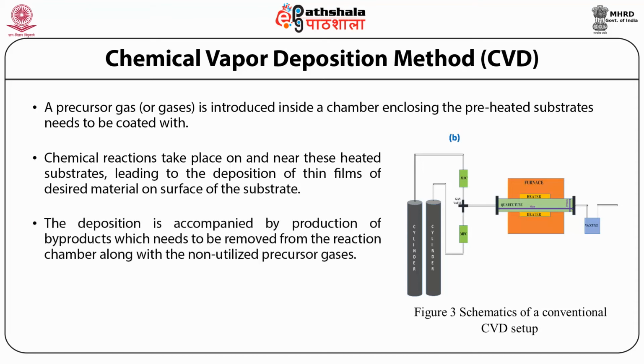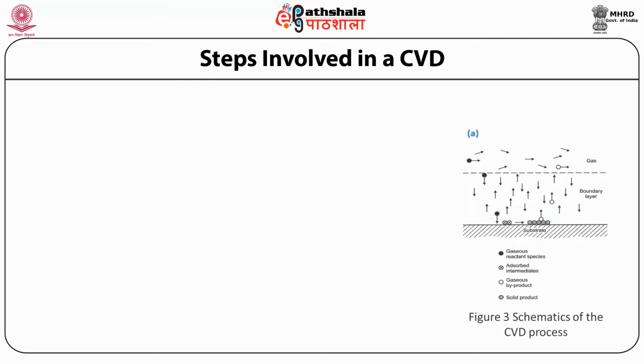The deposition is accompanied by production of byproducts which need to be removed from the reaction chamber along with the non-utilized precursor gases. Figure 3 shows a conventional CVD experimental setup along with the schematic of the process. The steps involved can be described as follows.